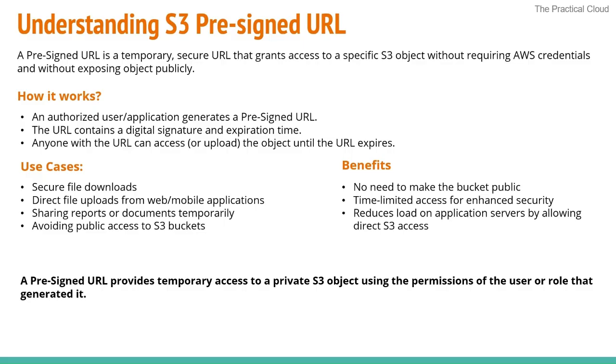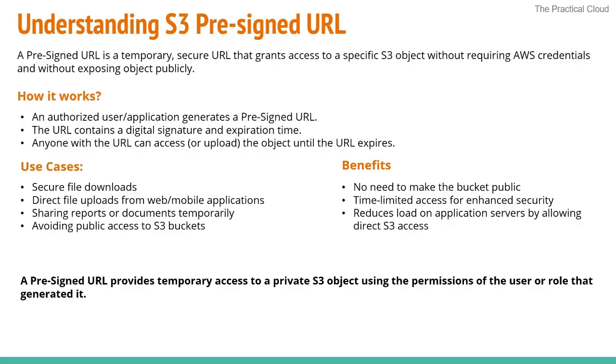Here is how it works. An authorized application or AWS user generates a special URL for an object stored in S3. This URL contains a digital signature and an expiration time. Anyone who has this URL can access the object, but only until the URL expires. So this URL comes with a limited access period.